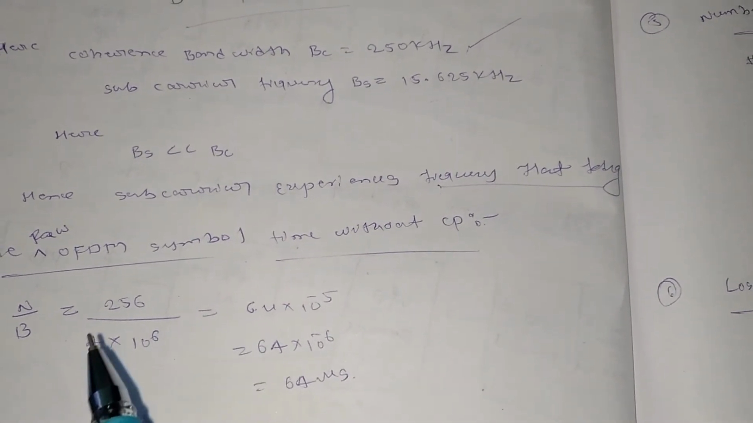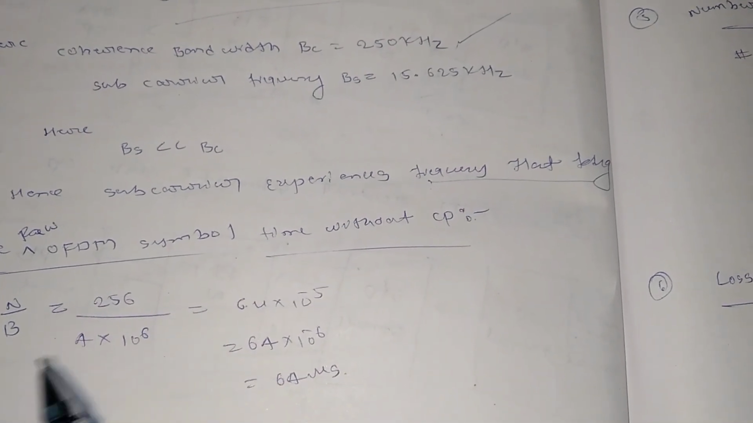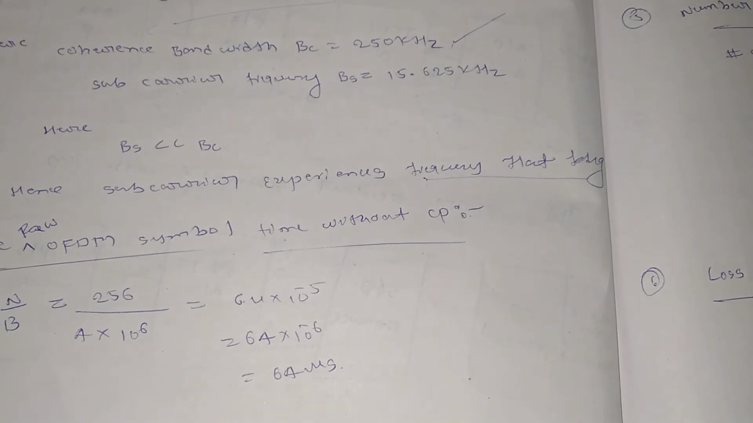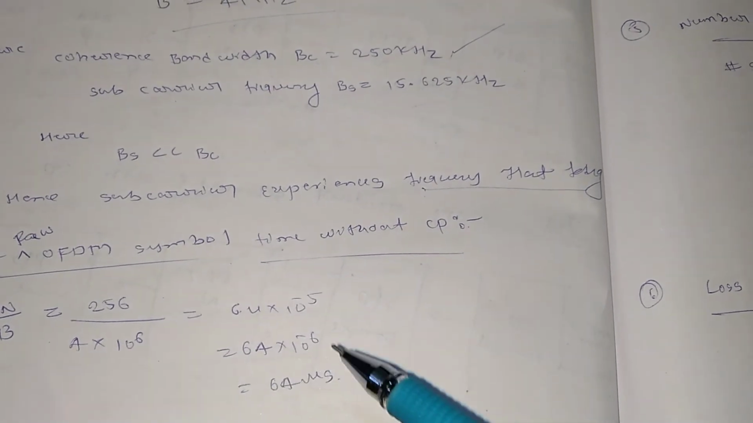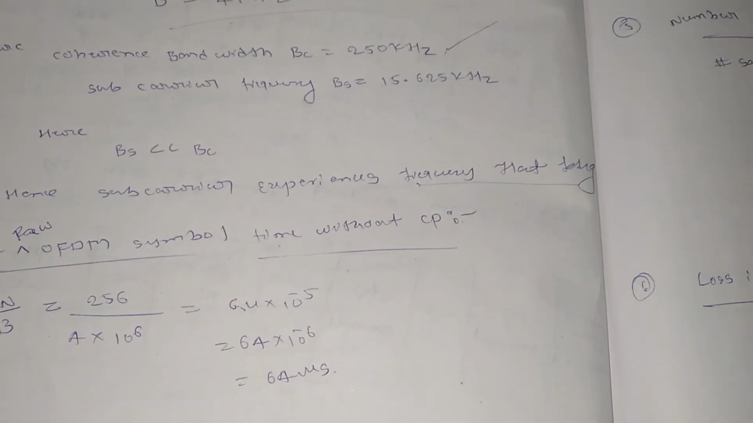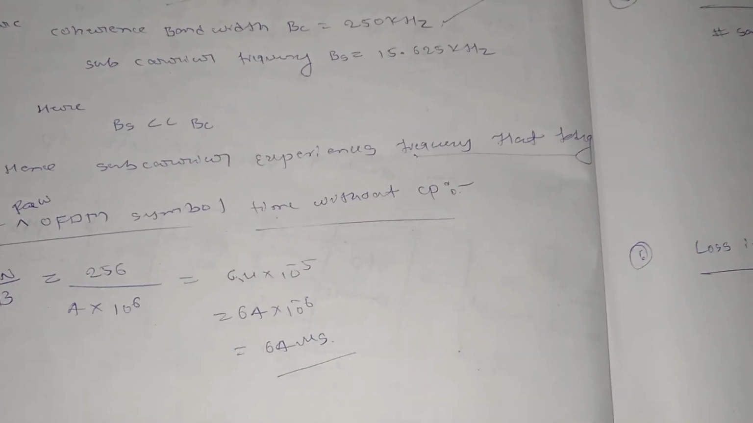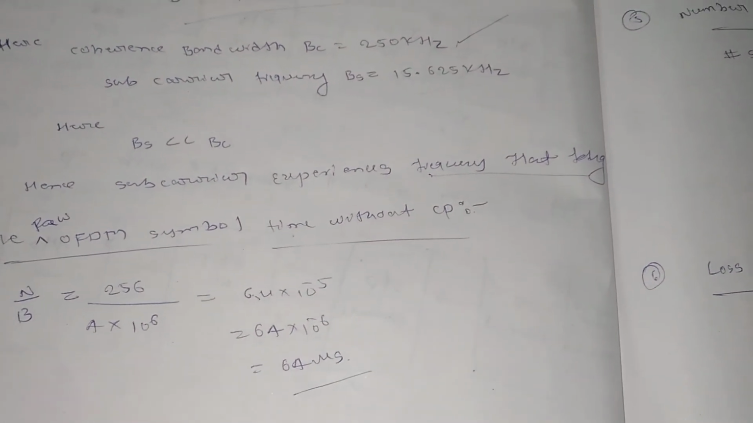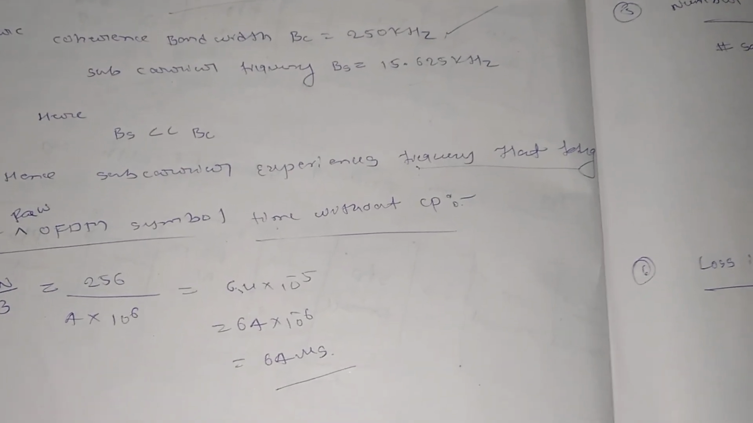So the formula for the OFDM symbol time is N by B, and N and B I know, so I'll just put those values. 6.4 into 10 to the power minus 5. I can write it as 64 into 10 to the power minus 6. So I'm shifting this digit to the right hand side. Then 64 microsecond I can write in terms of the standard unit. Okay, so now I found the second bit, that is OFDM symbol time, which is given by N by B.